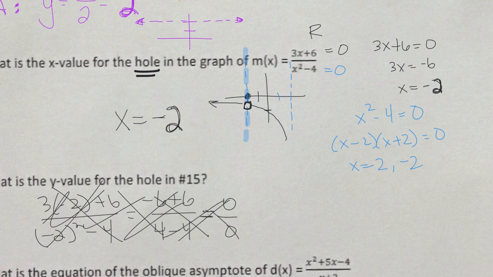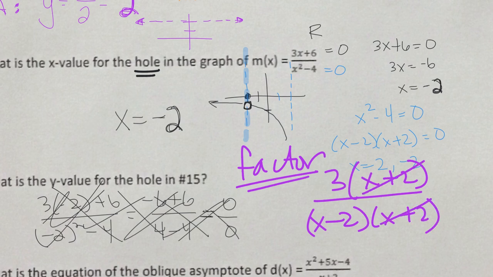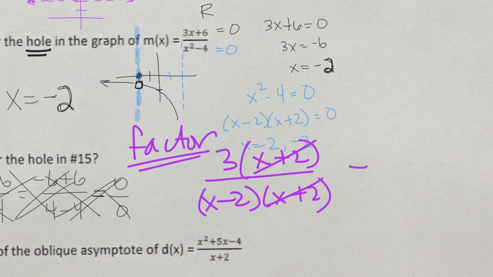So we need to go back and look at your factors. Every time we have this, we're going to factor. So we can factor out a 3 from your numerator. And we can, of course, write this as x minus 2 times x plus 2. So we're really looking at the graph of 3 over x minus 2, where we have a hole at the thing that got factored out.